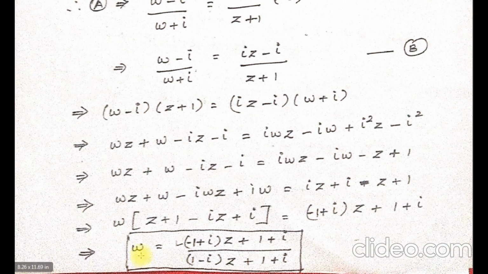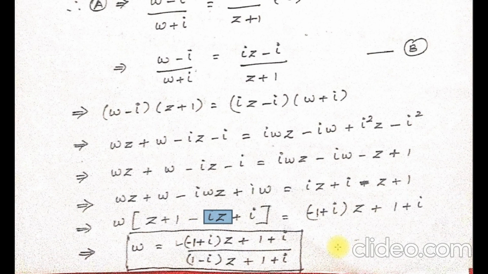So I am finding w here equals minus of (1 plus i) into z plus (1 plus i), divided by this term. I am simplifying it like this. In these two terms I can take z common, so (1 minus i) into z plus (1 plus i). So this is the transformation.